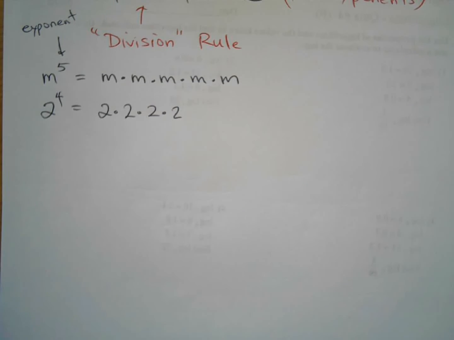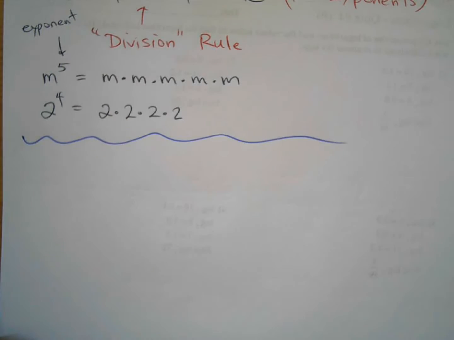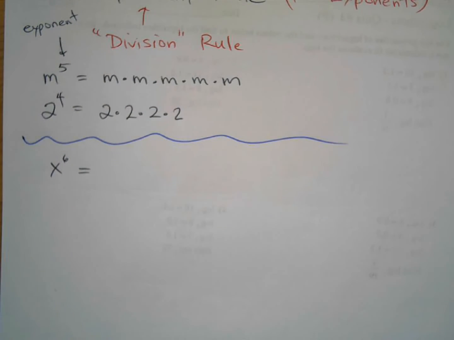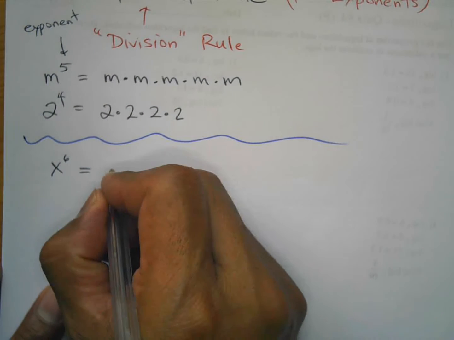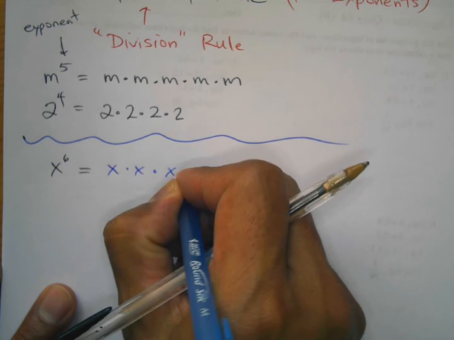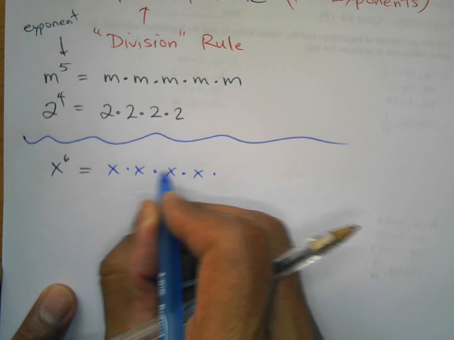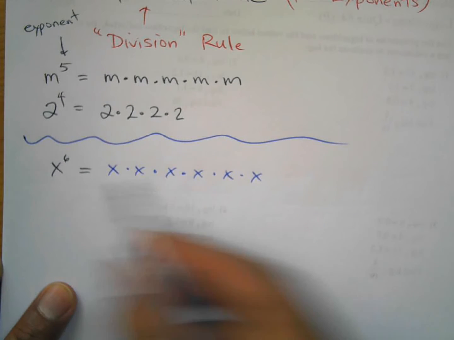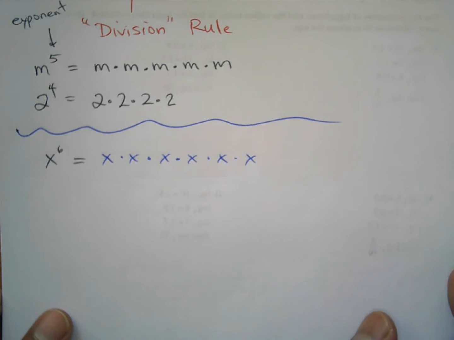What you're going to have to understand and apply now is this. Let's say if I have x to the power of 6. Yes, that means x times x times x times x, 1, 2, 3, 4. Yes, that means there's 6 of them. There can't be more than 6. There can't be less than 6.